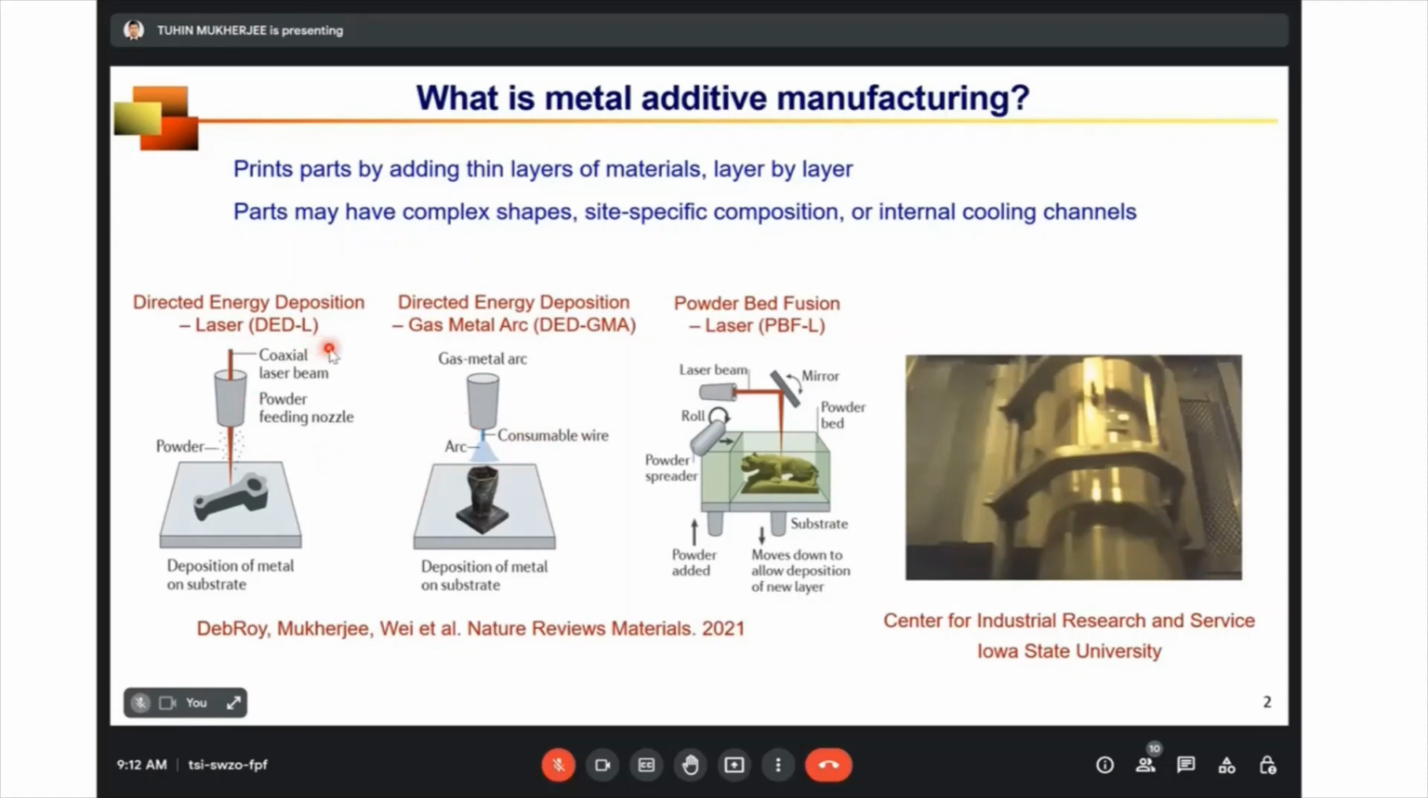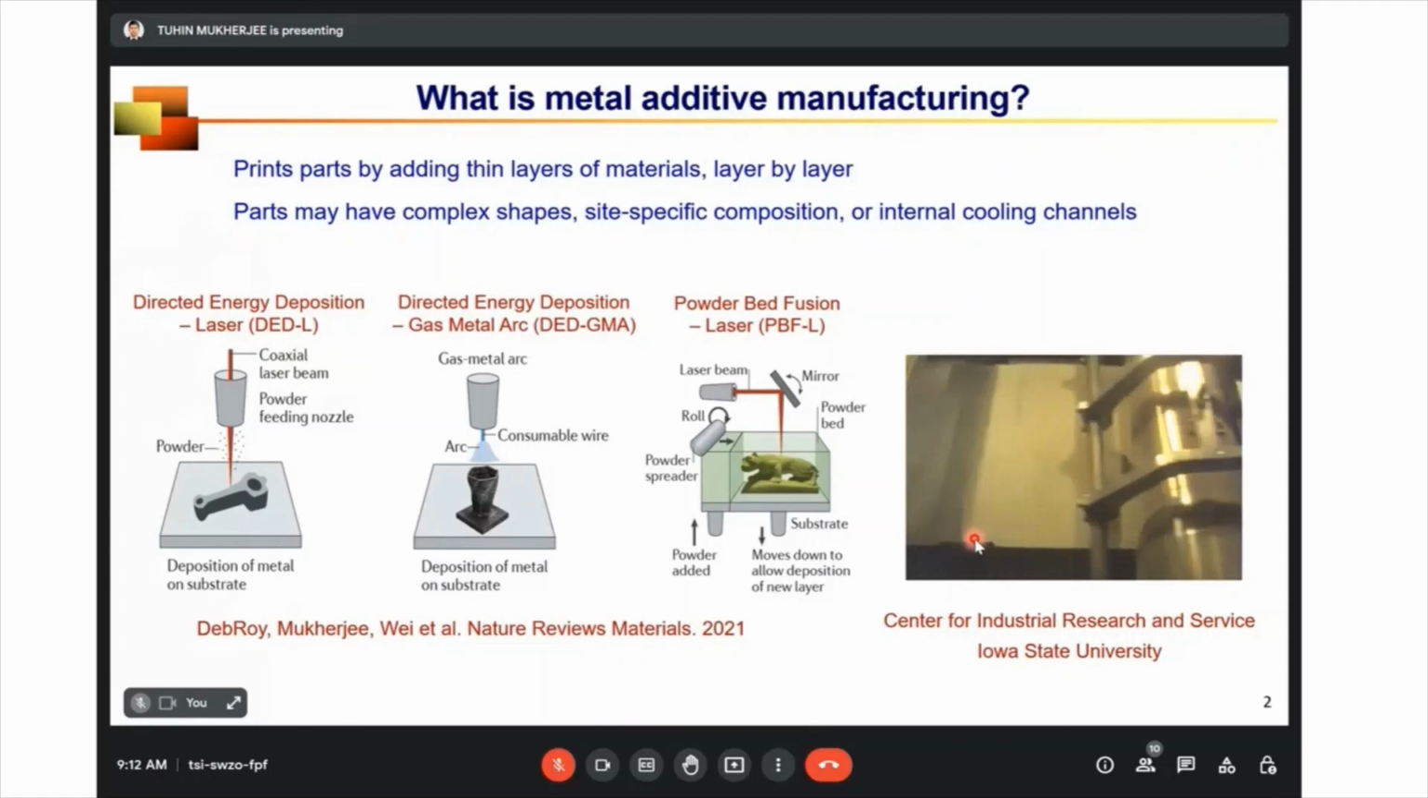But in contrast, in the powder bed laser process, you can see that very small powders, often in size of microns, are deposited in a powder bed in thin layers, and they are selectively melted by a laser beam. And the process continues until the part is made in 3D. So here I have a video that I'd like to play to show actually how the process works.